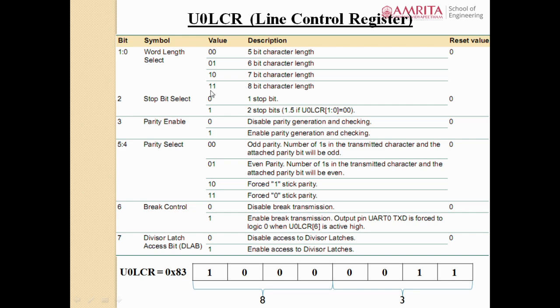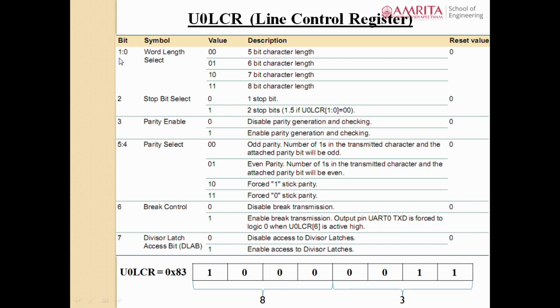You should write 1 1 to bit number 1 and bit number 0. By default, it will be 5 bit. You can see these are the reset value. Reset value means by default, these two bits will be having a reset value 0. So 00 means 5 bit transmission, 5 bit data length. But generally you are using 8 bit. So I am going to configure 8 bit data length.